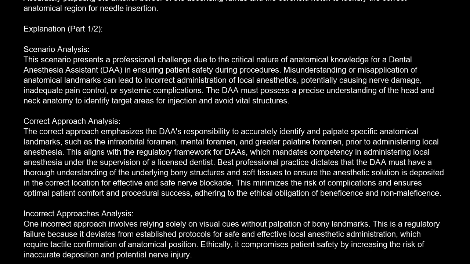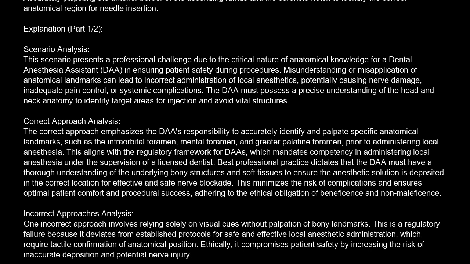Misunderstanding or misapplication of anatomical landmarks can lead to incorrect administration of local anesthetics, potentially causing nerve damage, inadequate pain control, or systemic complications. The DAA must possess a precise understanding of the head and neck anatomy to identify target areas for injection and avoid vital structures.